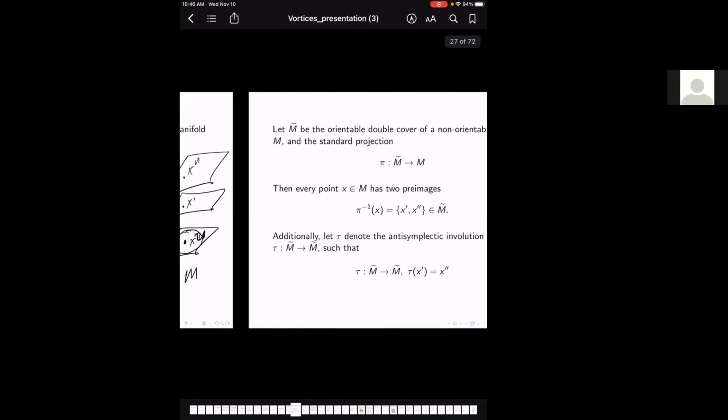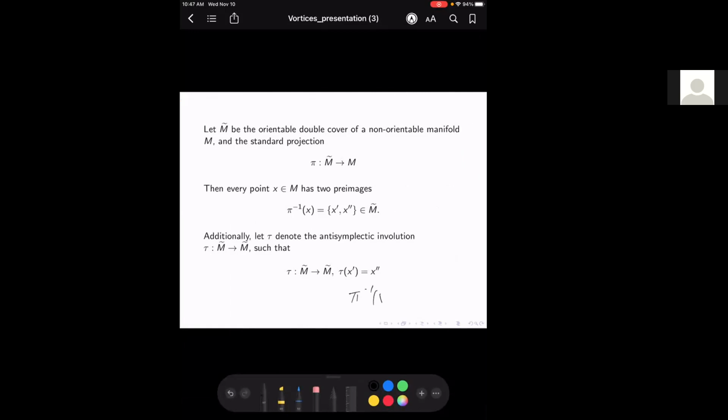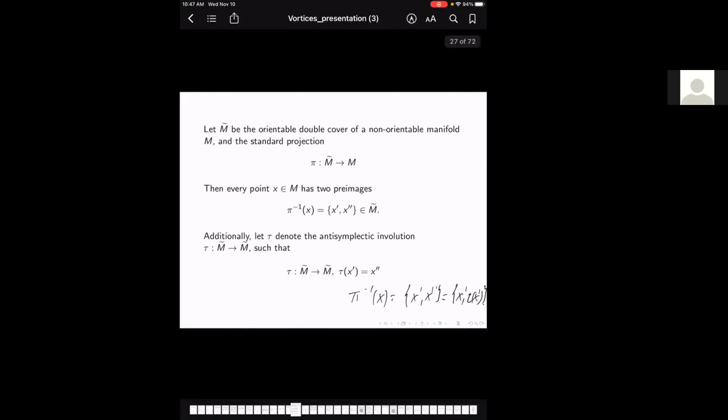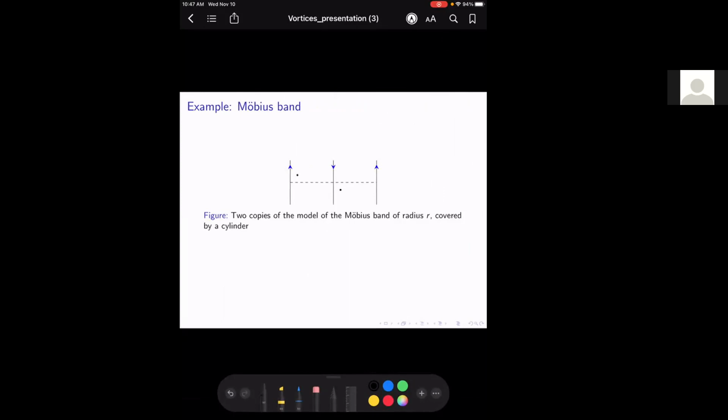And sometimes we will write the preimage of x as x prime and x double prime, or sometimes as x prime and tau of x prime, because these are one and the same. Now, the simplest example, which is our working model, is a Möbius band. The model of the Möbius band that we adopt is a strip with oppositely oriented sides. If we draw the line y equals 0, then we identify this point here with the opposite y coordinate, which belongs to the other side. And we call this thing the imaginary boundary.